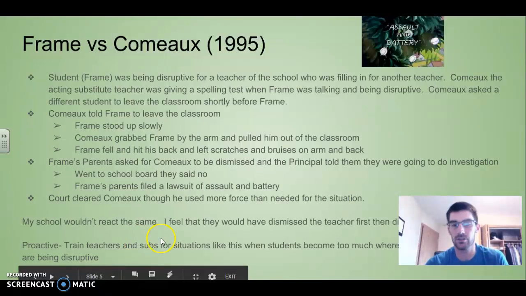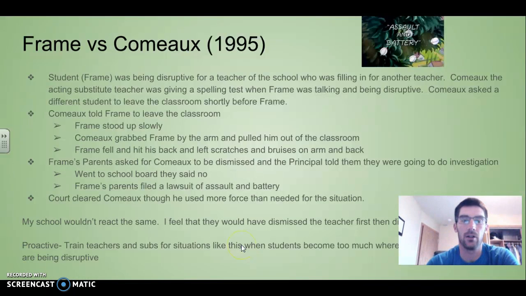Proactive is train teachers and subs for situations like this, when students become too much where they aren't listening and are being disruptive. I think, and I'll talk about this more later, but I think it's important to set consequences or punishment with another teacher in the room, or maybe with a para or something like that. So it's not 1 versus 20 kids, you have another adult in the room. And I think that's just looking after yourself and that's just where I'm at on that.